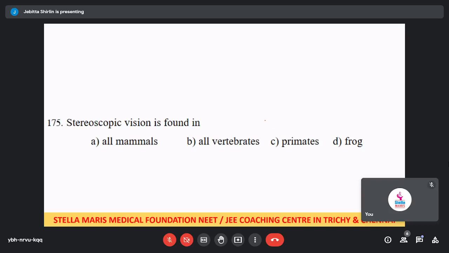Stereoscopic vision is found in. Option C. Yes, primates. Stereoscopic vision is found in option C, that is primates.